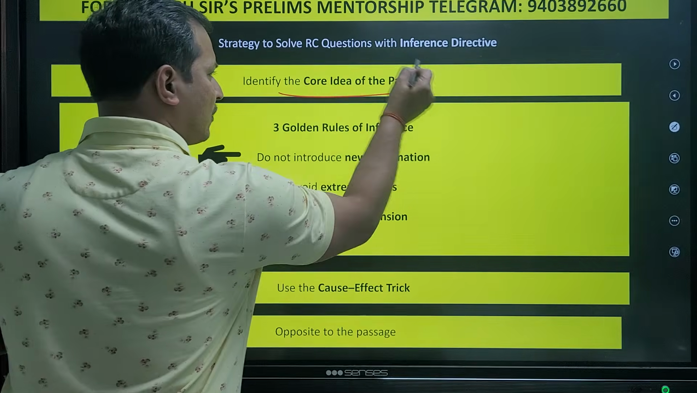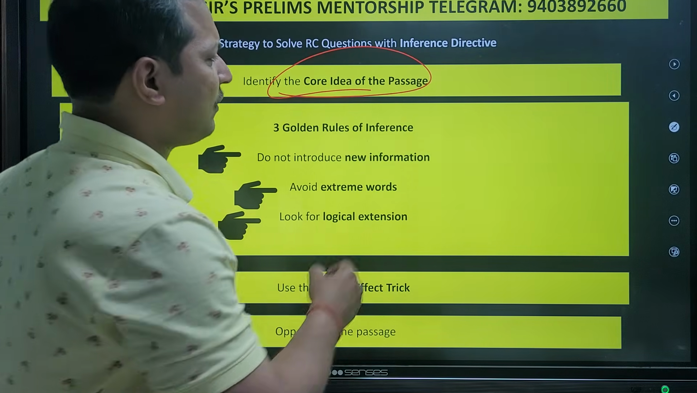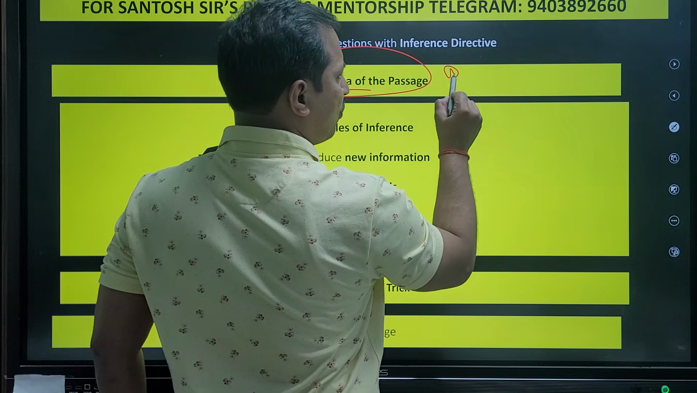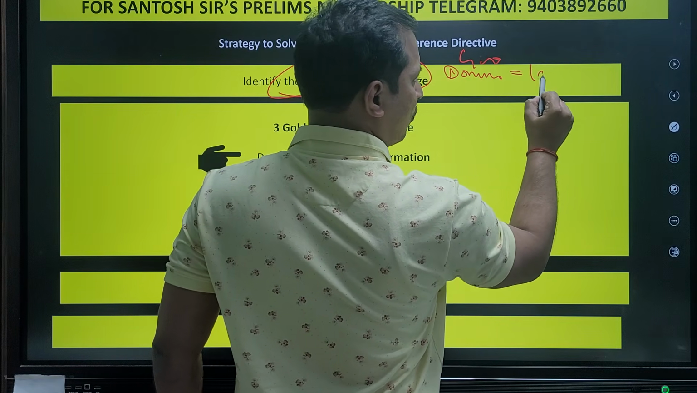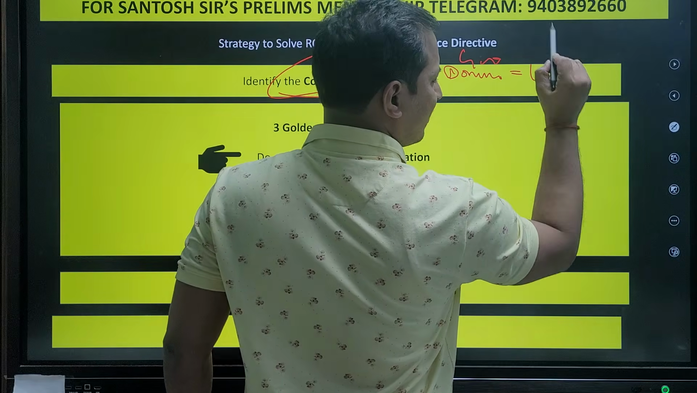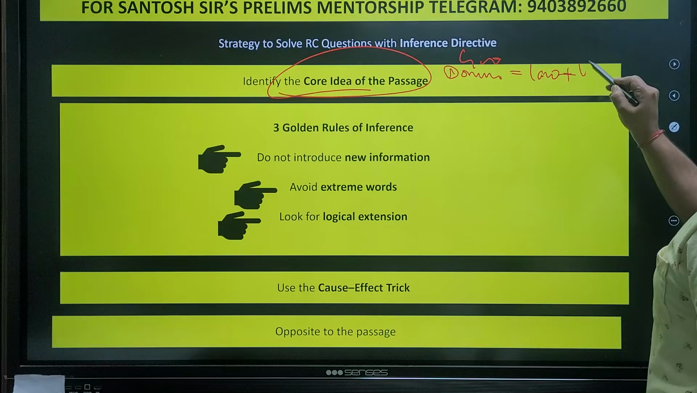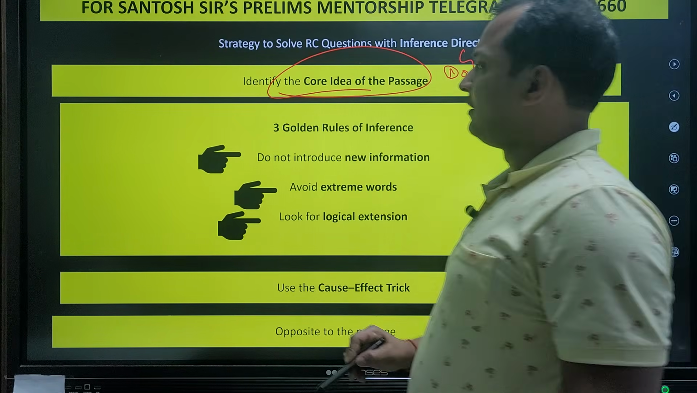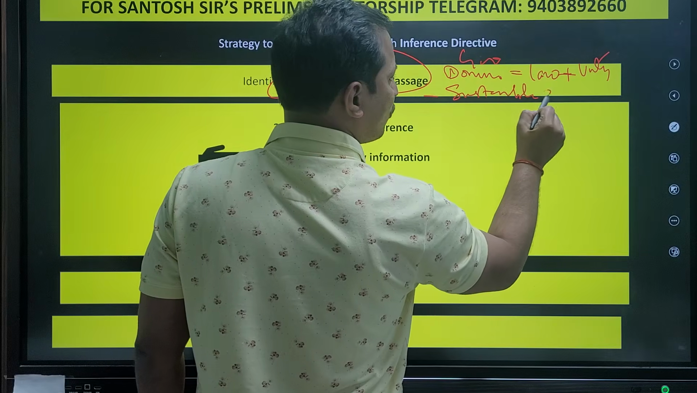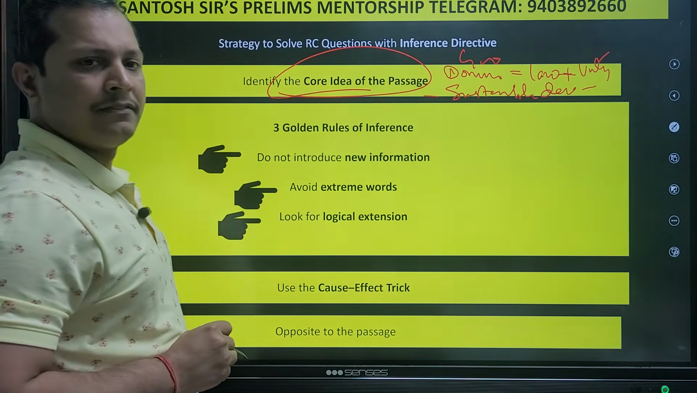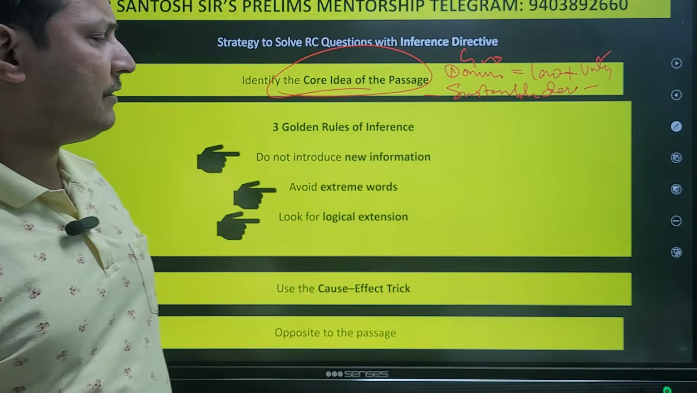First, identify the core message of the passage. What is the core idea? First passage: good dominion is the result of what? Good law, unity. That was the core of the message. Second passage, what was the core? Sustainable cities. We need to build sustainable cities, because only sustainable cities can withstand impact of climate change.